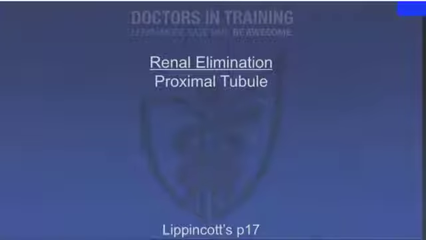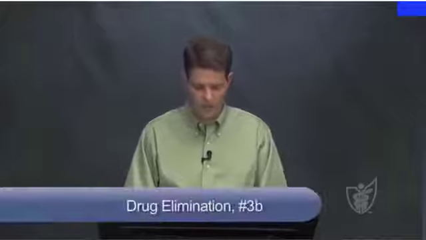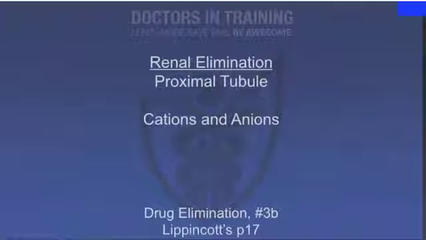And here we need to talk about proximal tubular secretion. Drugs can be actively transported from these capillaries into the proximal tubules. Remember, active transport requires some energy. And there are a couple of different transporters. There's a transporter for cations and there's a transporter for anions.